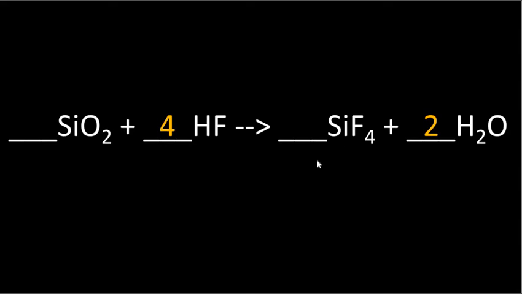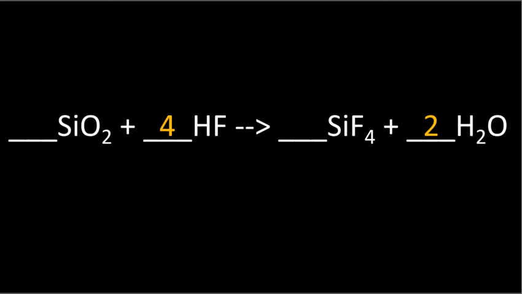1 silicon, 1 silica, 2 oxygen, 2 oxygen, 4 hydrogen, 4 hydrogen, 4 fluorine, 4 fluorine, and that is balanced. And remember, if there is nothing in the blank right here, it means that it is 1, just like with math, if there's nothing with the variable.